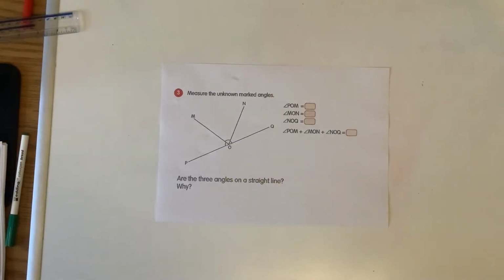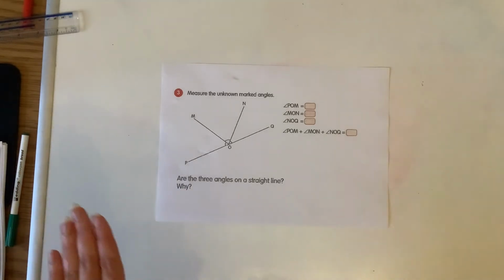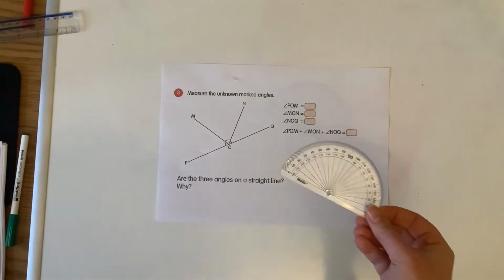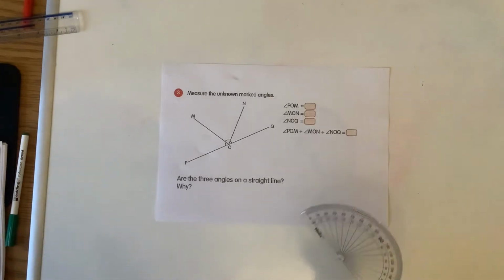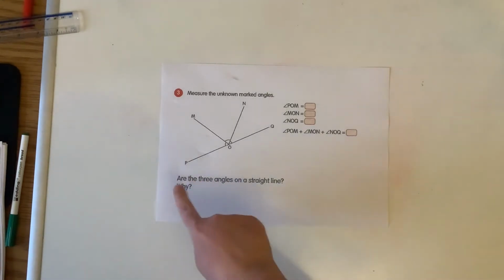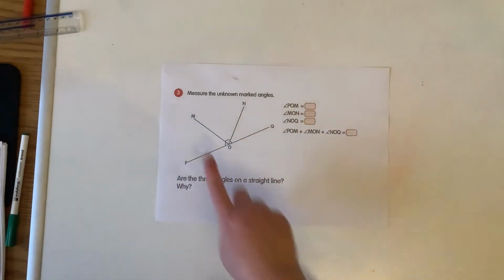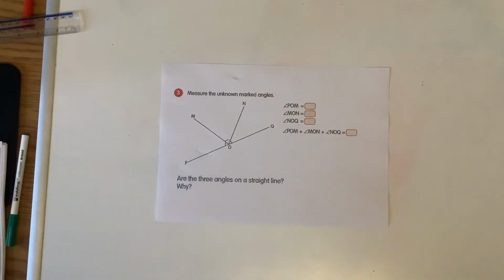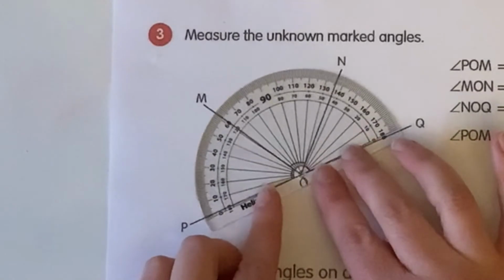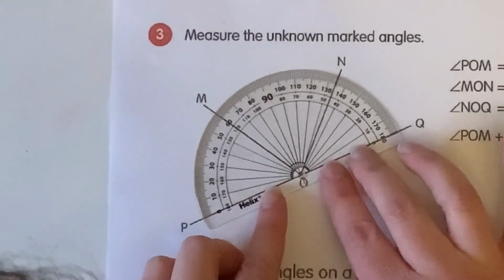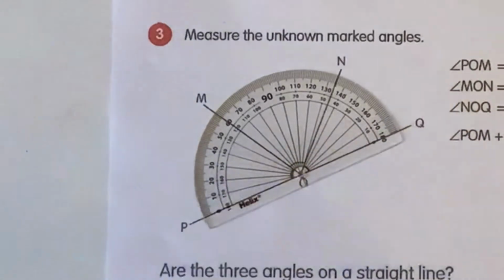Okay, let's have another practice at measuring unknown marked angles. If you've got it at home again, please pause the video and have a go with your protractor. If not, just keep watching for a moment and I'll line up the protractor. You need to look carefully at the angles this time, because we've got POM, MON and NOQ, and can you prove whether they are on a straight line or not? So please pause the video and have a look at the angles.